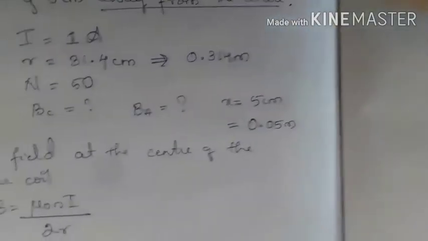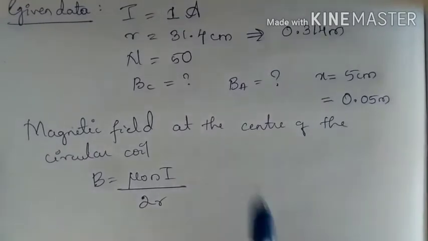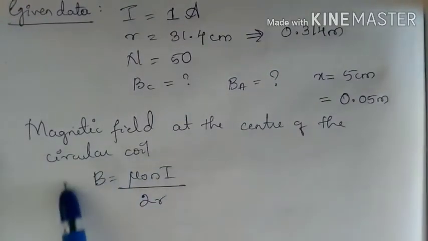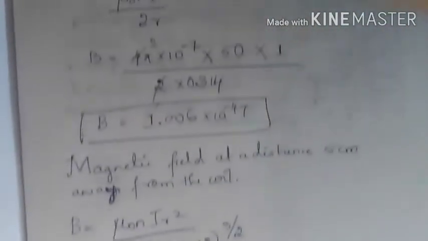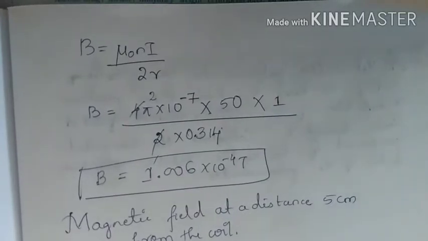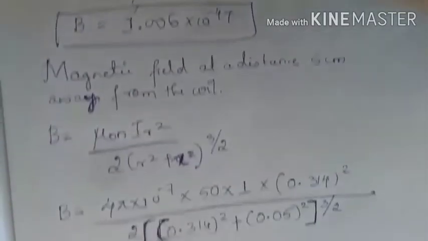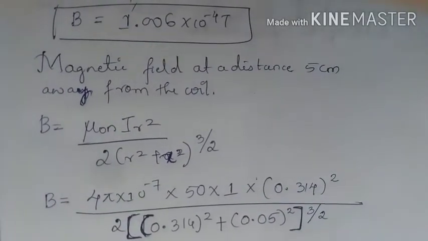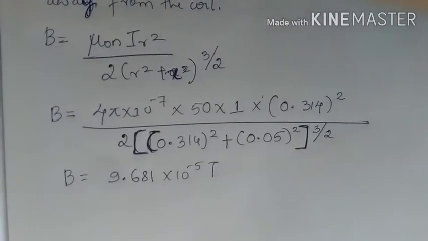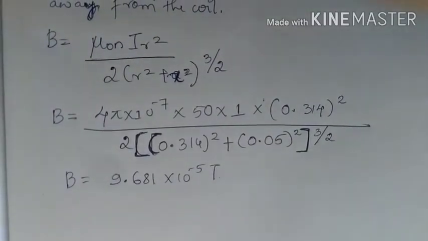So both the parts of the question have been done. The first was the magnetic field at the center of the circular coil. So we have used this equation, B equals μ0 N I divided by 2R, and we got the answer B equals 1.006 into 10 power minus 4 Tesla. And later we found the magnetic field at a distance 5 centimeter away from the center of the coil. So that came around B equals 9.681 into 10 power minus 5 Tesla.